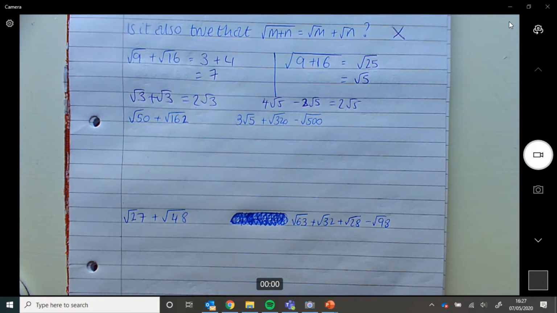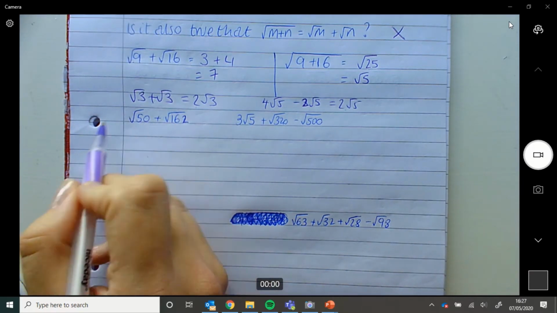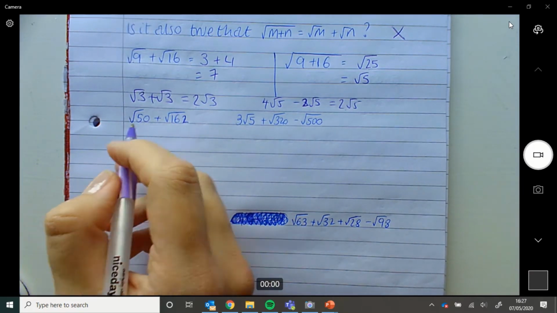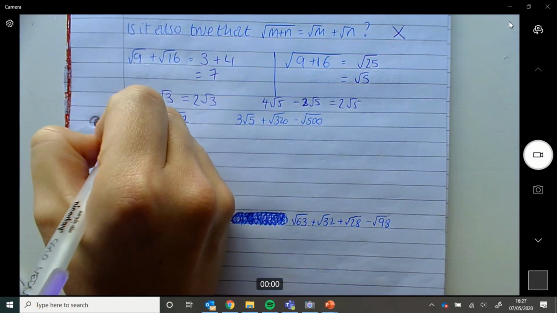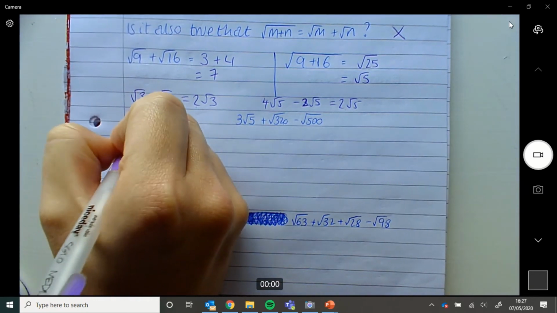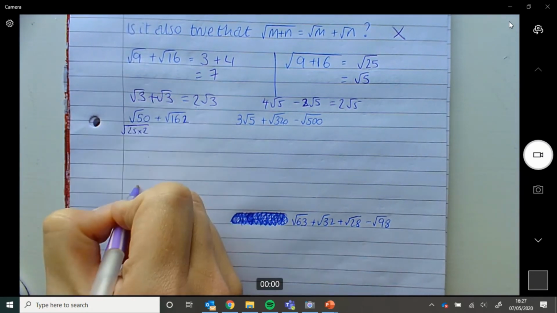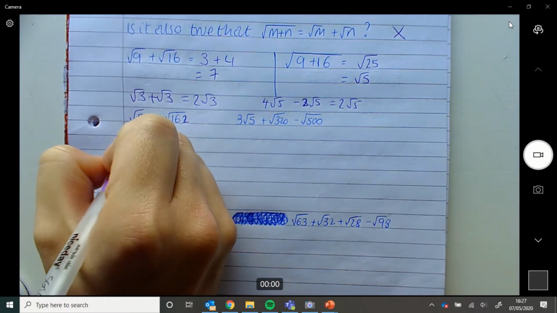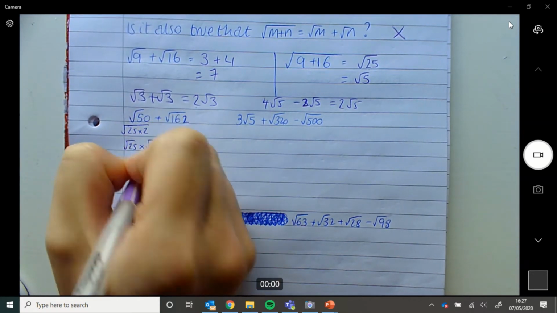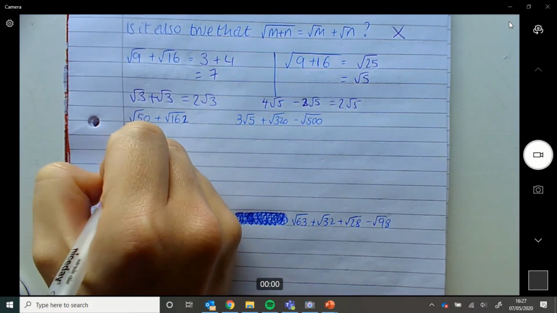Okay, so I'm going to have to simplify the square root of 50 first. If I list out all the factors of 50, I'm looking for the highest square one. The highest square factor would be 25. I'm going to work downwards from root 50. So 25 times root 2. That gives me 5 root 2.